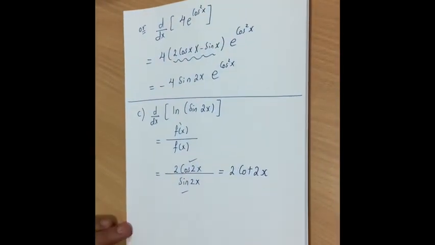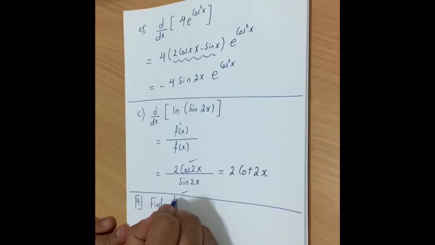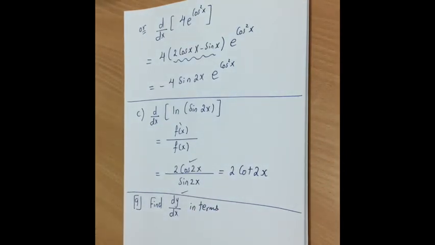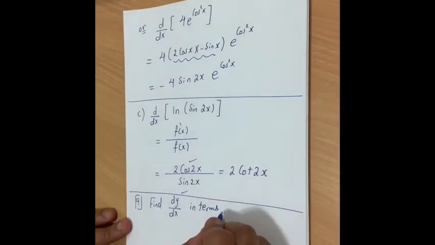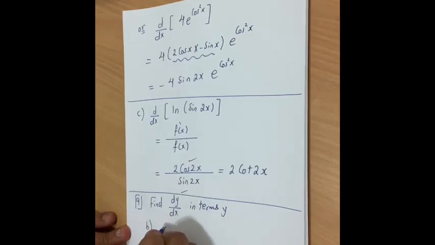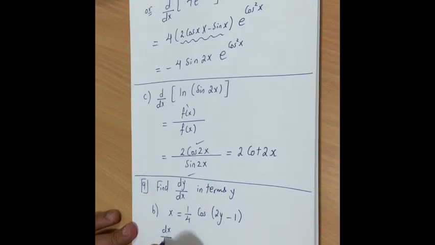Then let's do question number 9. Find dy by dx in terms of y. You remember we did the same question before in the chain rule, in the first topic in differentiation. So basically in the question they gave you, let's do b, x in terms of y. x is equal to a quarter cosine of 2y minus 1. What you're supposed to do is differentiate the function first with respect to y, and then at the end you're going to find the reciprocal.